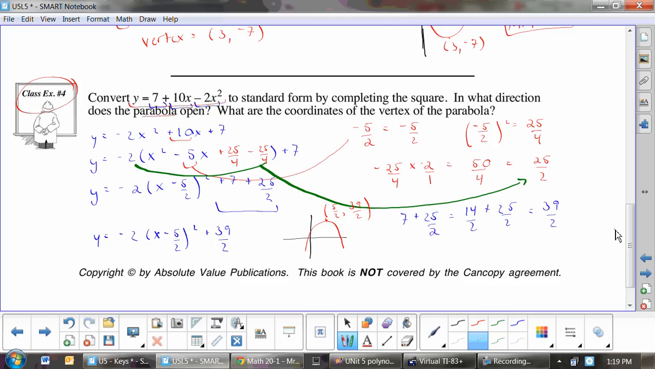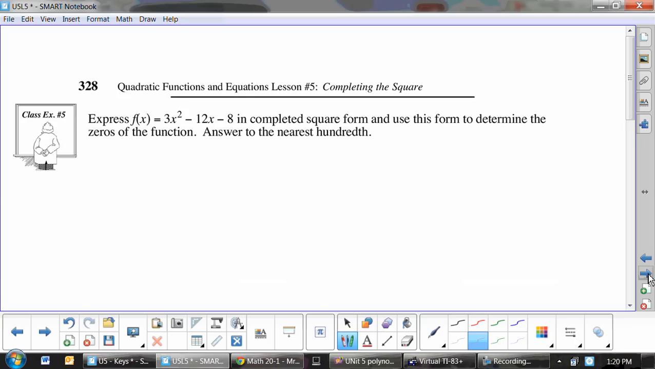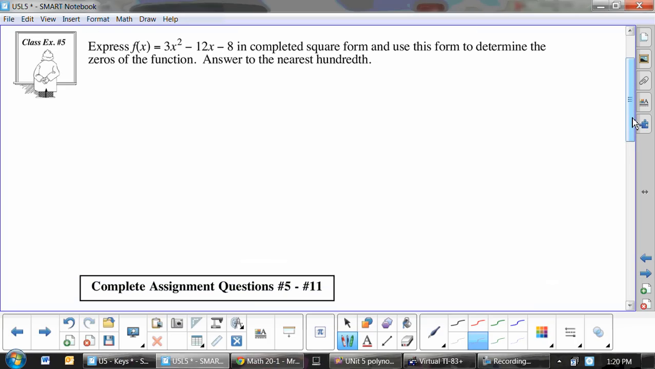Okay, so one last example. Okay, so is this a type 1 or type 2?